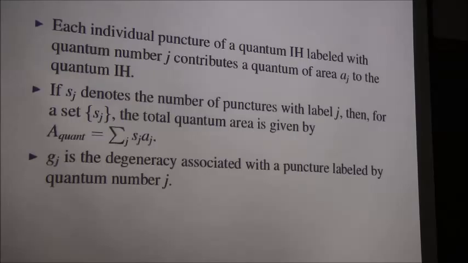Now from this calculation of the entropy in case of distinguishable punctures, we have got some clue on how to go to the indistinguishable puncture scenario. If you see, each individual puncture contributes some measure Aj, that is the area measure, which is root over j into j plus 1, etc. If Sj denotes the number of punctures with level j, the total area is given by this formula, and the degeneracy is Gj, that is the 2j plus 1 which I showed earlier.